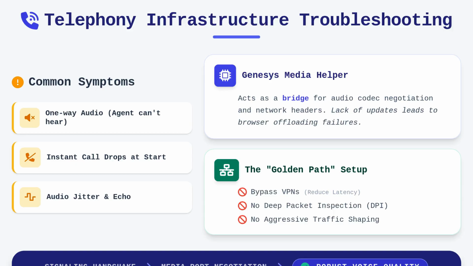If the media helper application is not correctly installed or updated, the browser might struggle to offload the audio processing effectively, leading to jitter and echo during live calls. Always verify the status of the local network interface and check that the client machine is not inadvertently routing voice traffic through a VPN, which often adds unnecessary latency. Maintaining a clean network path, free from deep packet inspection or aggressive traffic shaping, remains the gold standard for robust voice quality.